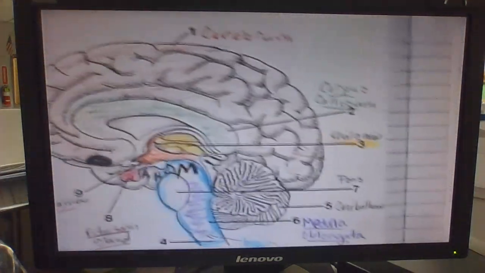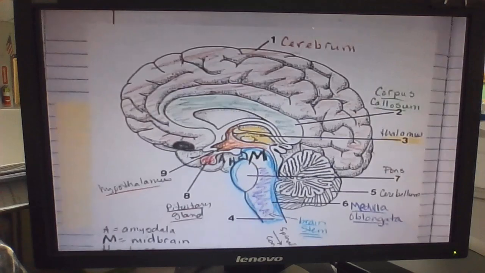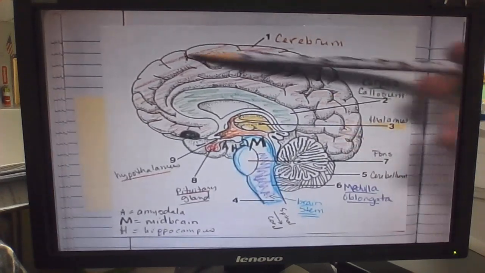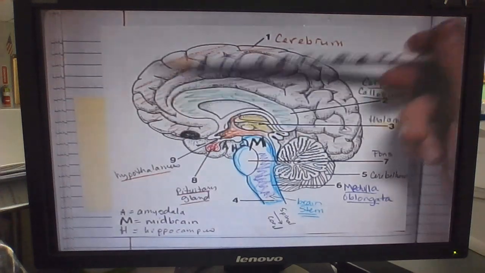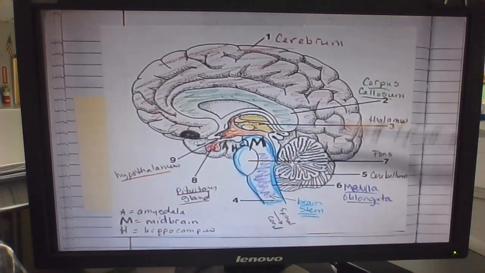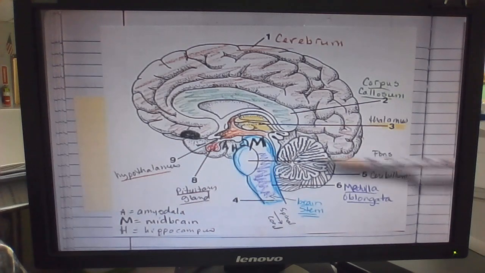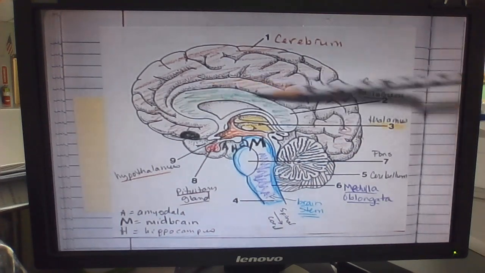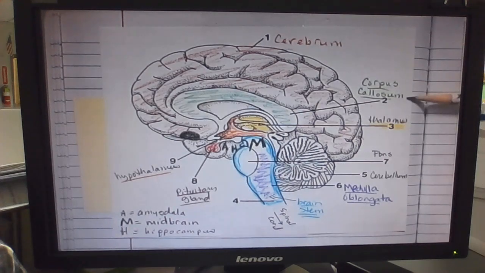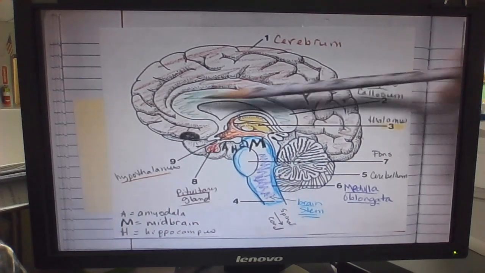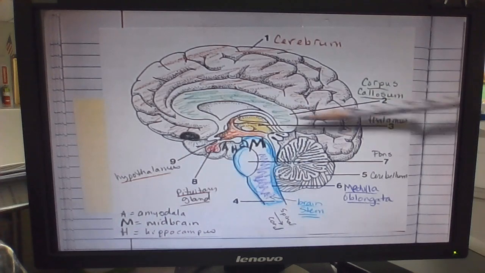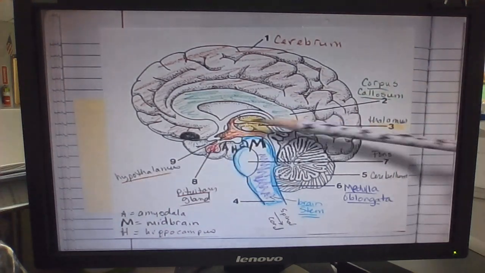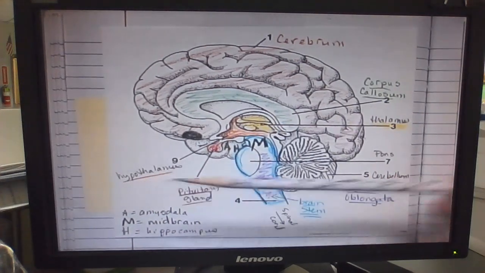All right, so now we're getting into this picture right here. On this picture, remember, this is all the cerebrum. This is the cerebral cortex. This is our cerebellum. This band-like structure right here is the corpus callosum. Under the corpus callosum is the thalamus. Under the thalamus is the hypothalamus. So we have thalamus and hypothalamus. Hypo, low.